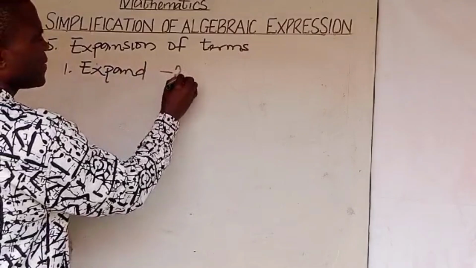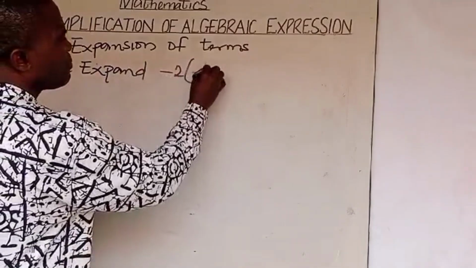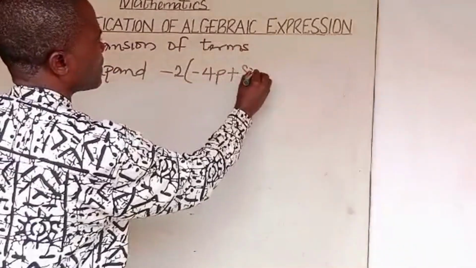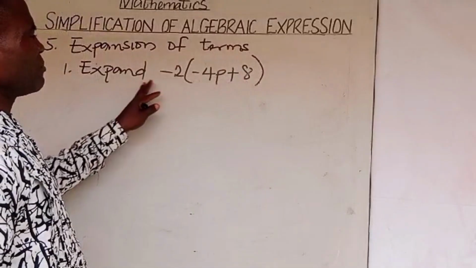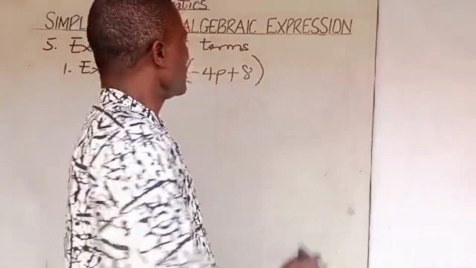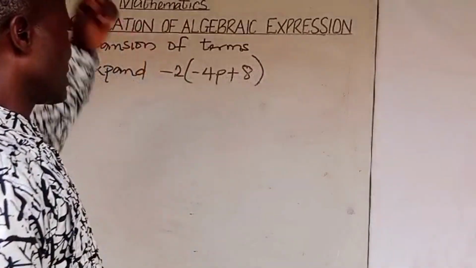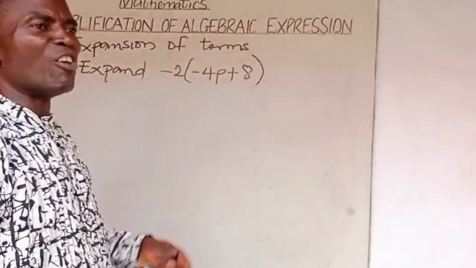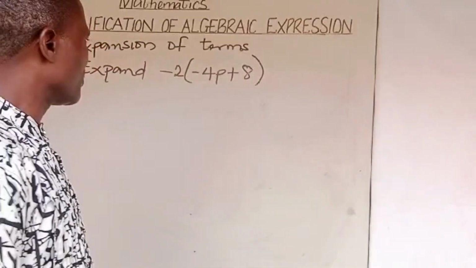minus 2 into bracket minus 4p plus 8, close the bracket. You are asked to expand minus 2 into bracket minus 4p plus 8. Then you close the bracket. When you want to expand, don't forget, expansion is like removal of brackets too. Sometimes it is being used interchangeably.